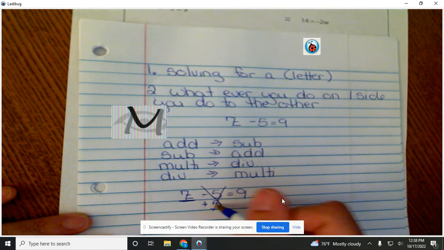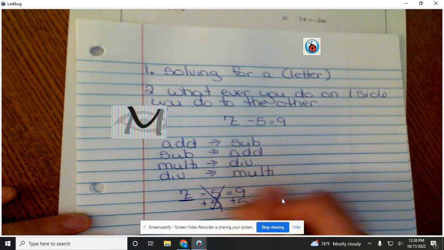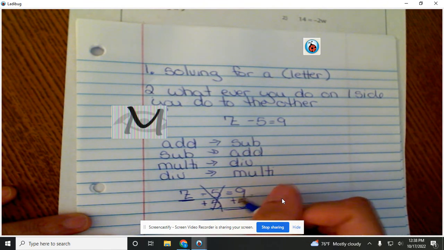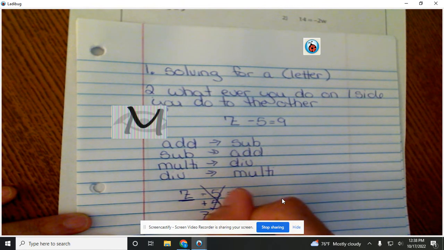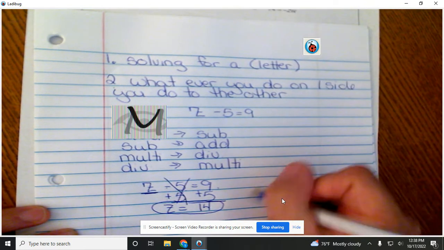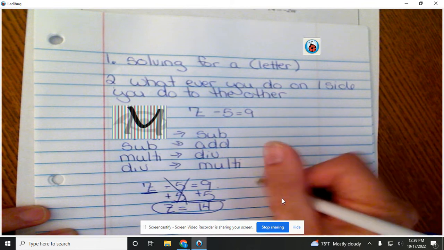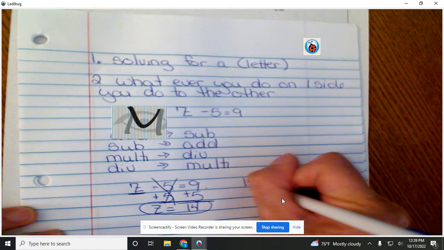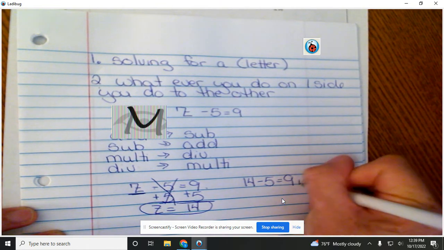Now, because I added 5 over here, this is kind of like a balancing act. So I'm going to add 5 over here. So 9 plus 5 gives you 14. So z equals 14. So this should be your end result. What you can do to double check it is wherever z is, you're going to put whatever it equals. So in this case, 14 minus 5 equals 9. So you did do this one correctly.